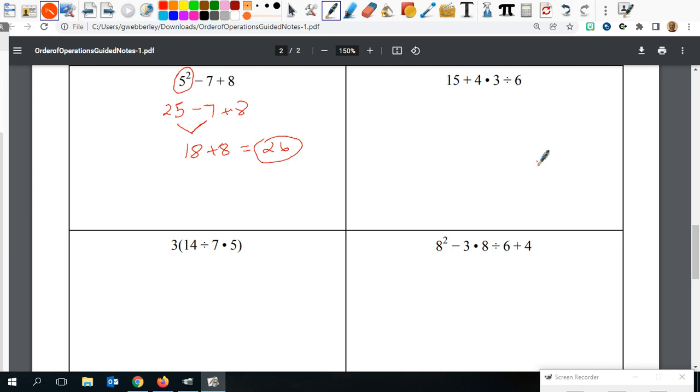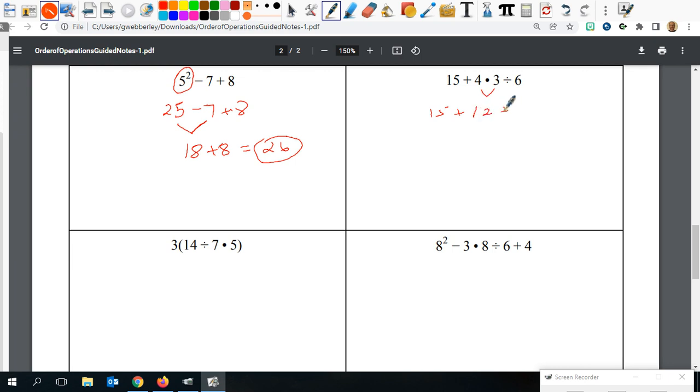So what do we do first out of those three? Multiply first, right? Because we're going to multiply and divide before we would add, but multiply comes first from left to right. 15 plus, and what's that going to now be? 4 times 3 is 12.